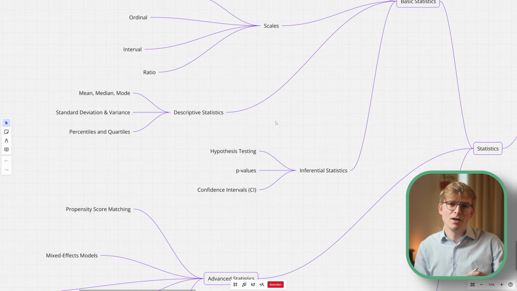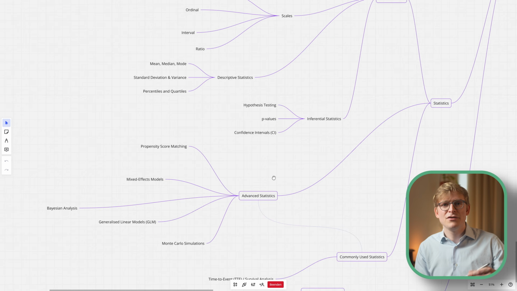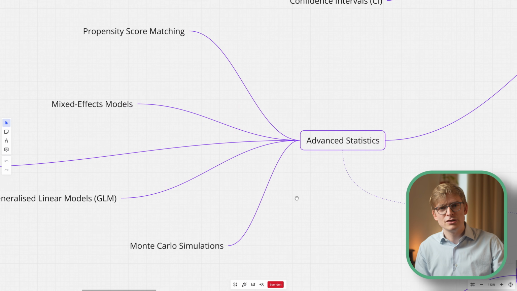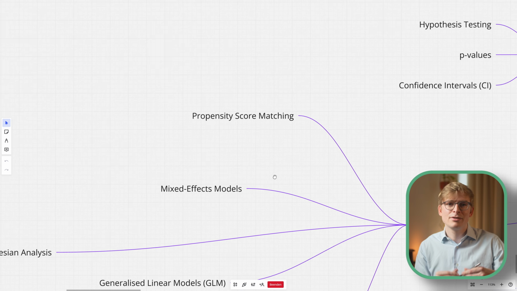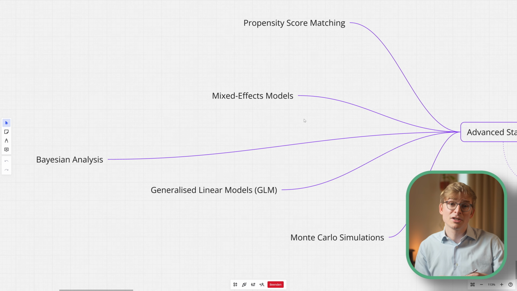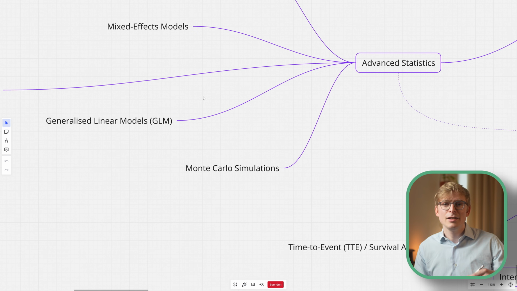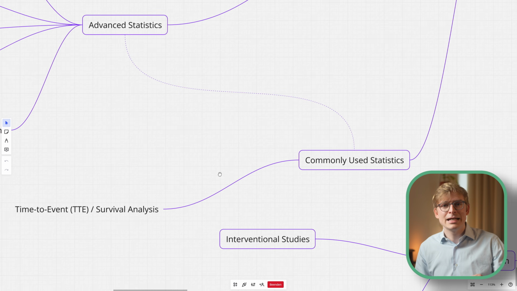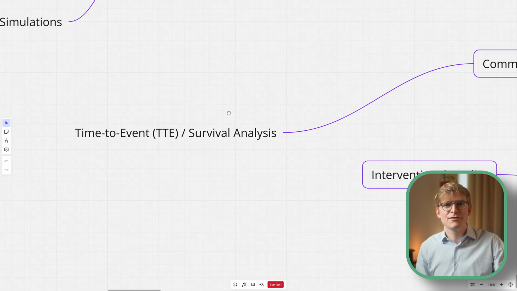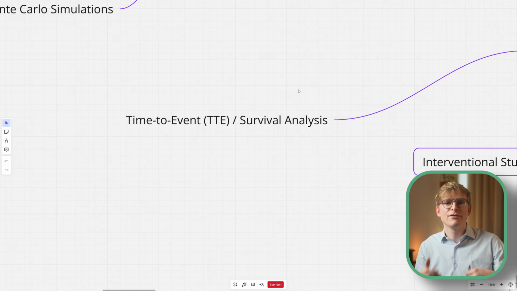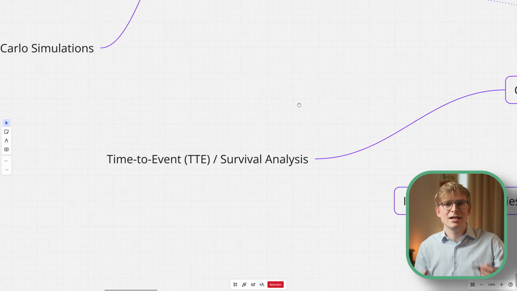In terms of the more advanced statistical methods, it's beneficial to be familiar with propensity score matching, Bayesian analysis, generalized linear models, and Monte Carlo simulations. Lastly, time-to-event analysis is a key technique often used in HEOR, given that we're constantly dealing with survival analysis and Kaplan-Meier curves where data needs to be extrapolated.